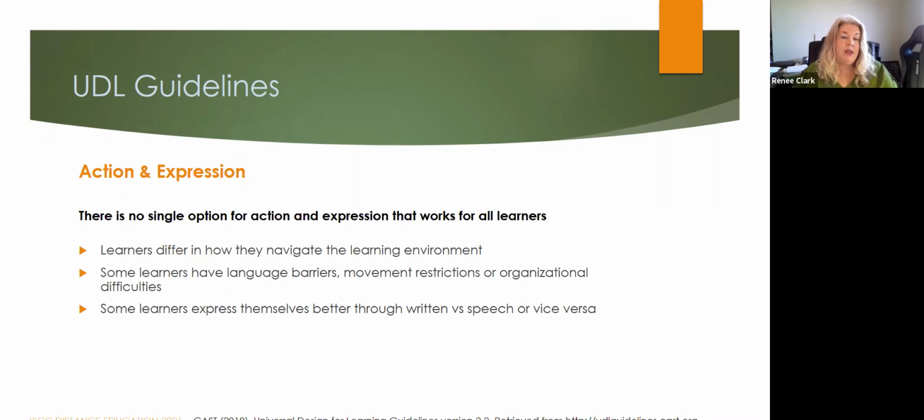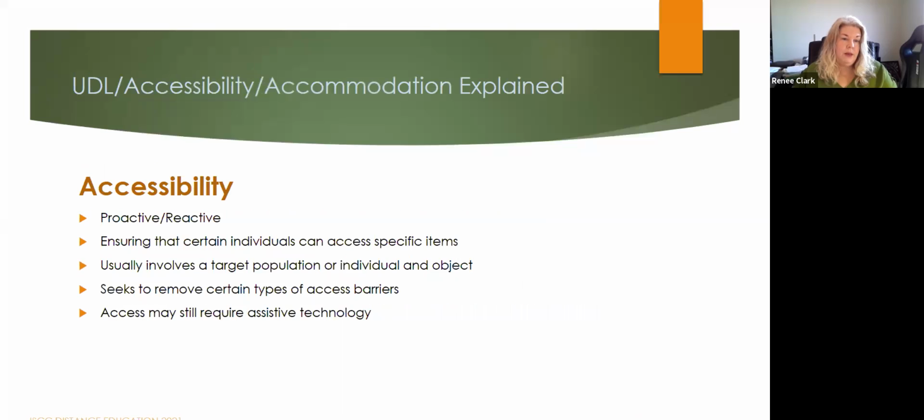A lot of people express themselves better written or by speaking or vice versa. So that's one of the things that you can think about when you're designing your assignments. Can you make those assignments have multiple options? So we're going to go ahead a little bit deeper into this. We'll talk about some ways to incorporate UDL into your courses, both from the beginning and after you've designed them in a second. But right now I want to explain the differences in accessibility, accommodation, and UDL.